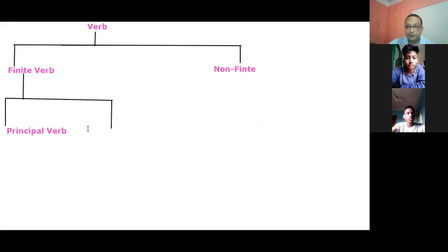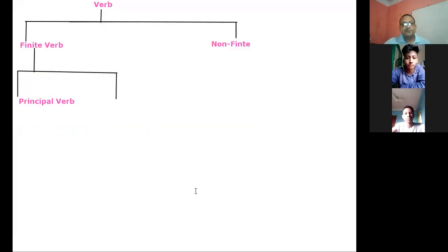Example. That means you have to say a sentence that carries transitive, intransitive, principal, auxiliary, and some other verbs. Rupam. The example of transitive verb is: the boy plays. Yes, sir.